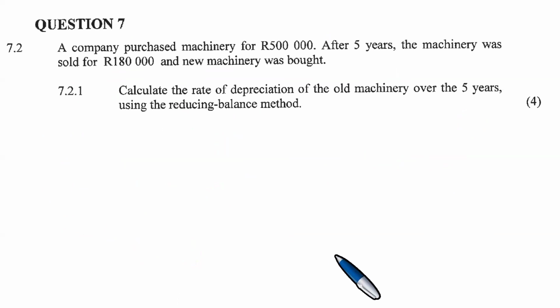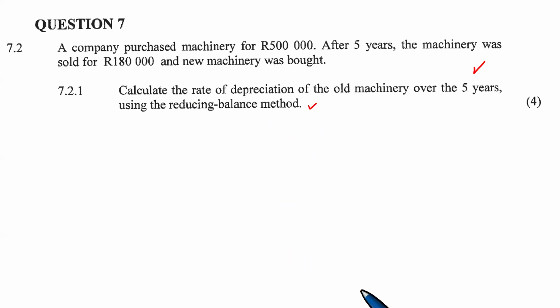A company purchased machinery for 500,000 Rand. After 5 years, the machinery was sold for 180,000 Rand. A new machinery was bought. Calculate the rate of depreciation of the old machinery after 5 years on the reducing balance method.